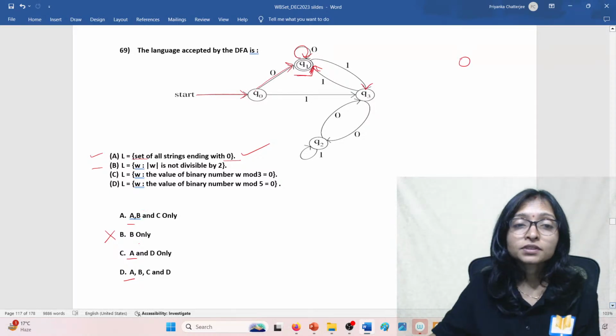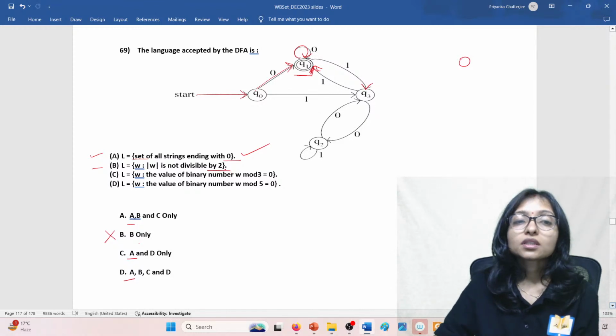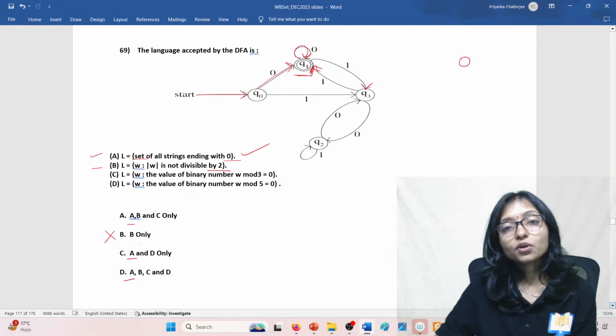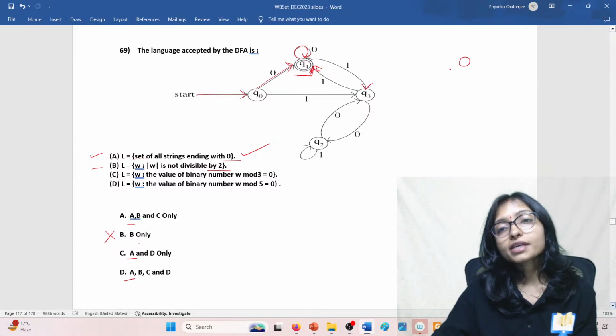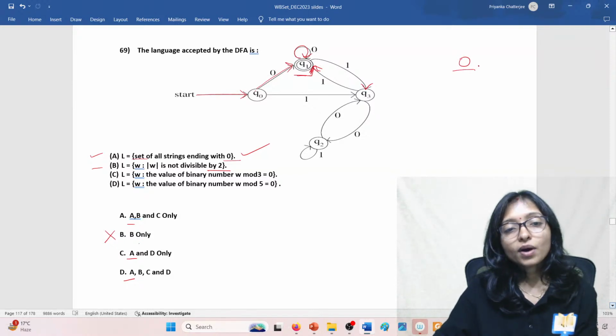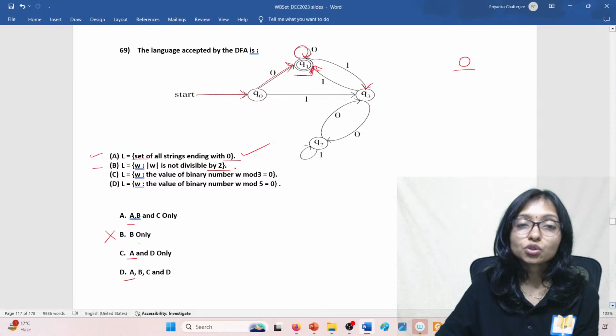Now B. W is not divisible by 2, meaning the length of W is not divisible by 2. Because here I can see 1 0 will be accepted. 1 0 will be accepted, so always it will be not divisible by 2. This is correct also, I can say.